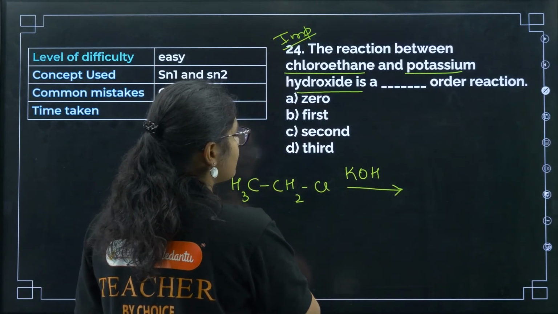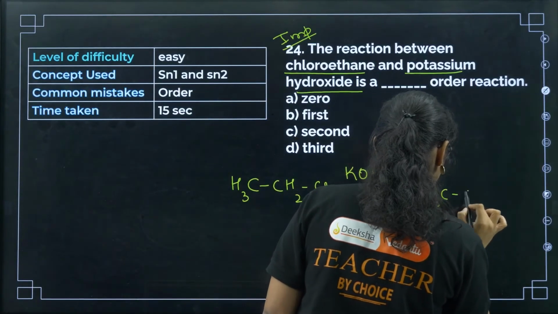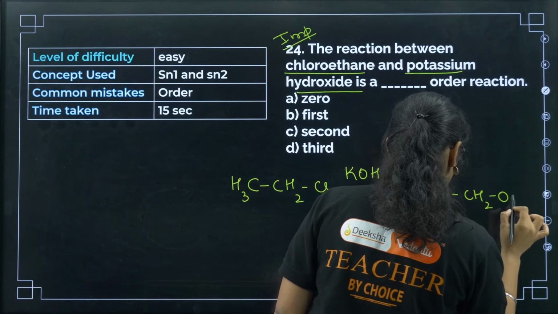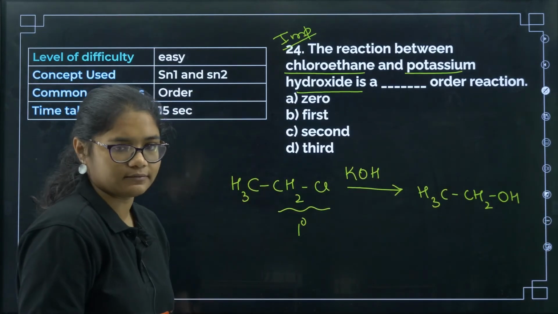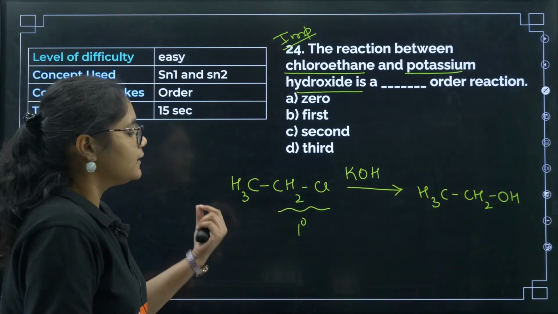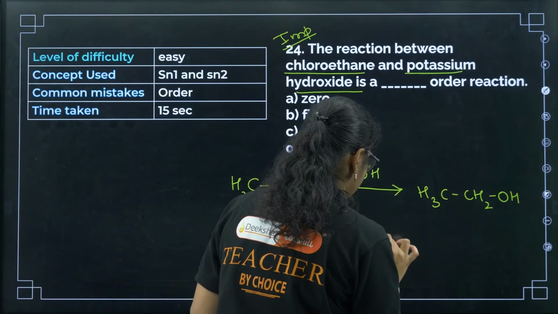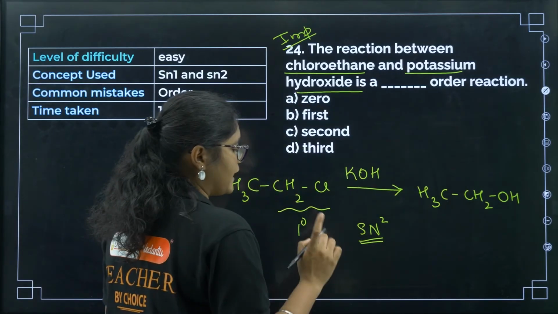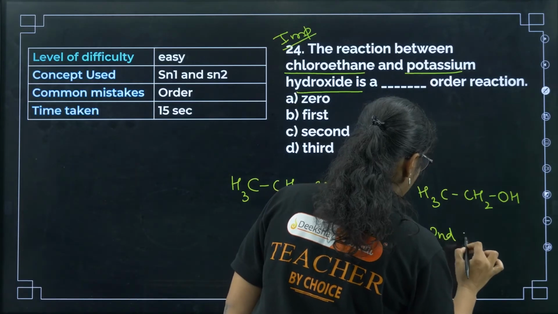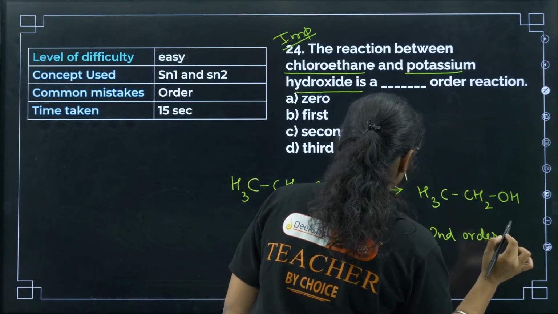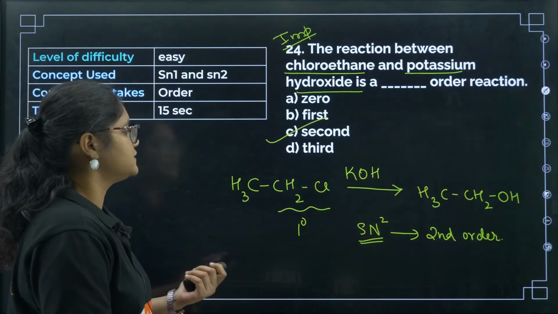Okay, so what will happen? This one will give you CH3CH2OH, right? Now this is a primary haloalkane, primary group. If it is a primary group, which reaction will it follow? SN2 mechanism will follow, right? And in SN2 mechanism, you know it is a second order reaction, so that is why the correct answer for this question will be option number C.